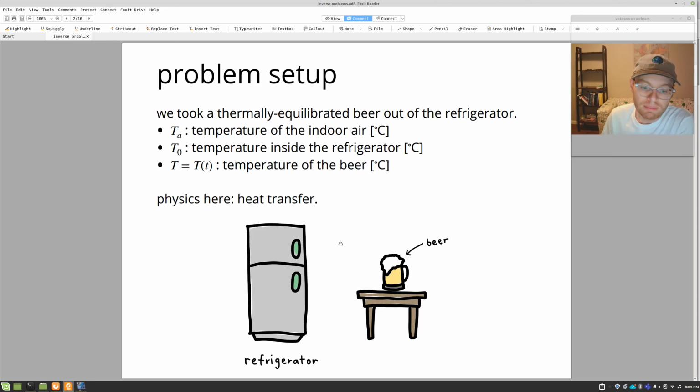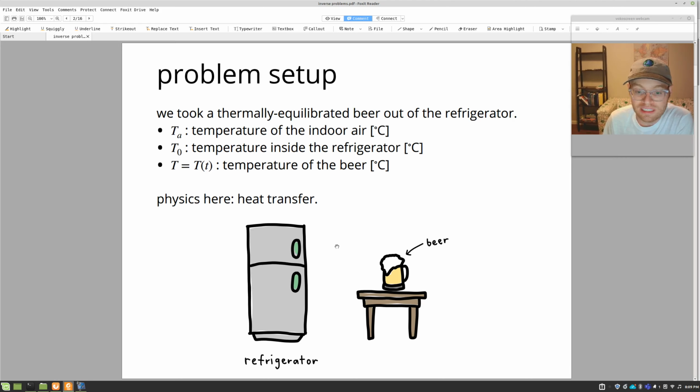Here's the problem setup. A beer was inside of a refrigerator, and you took it out and put it on your table. So we'll assume that the beer was thermally equilibrated when it was in the refrigerator, and thus it started off at temperature T0, which is equal to the temperature inside the refrigerator. And indoors, the air temperature is TA, and it's hotter than inside the refrigerator.